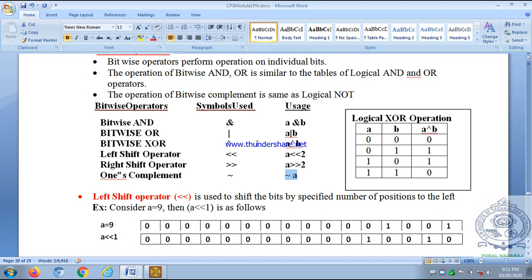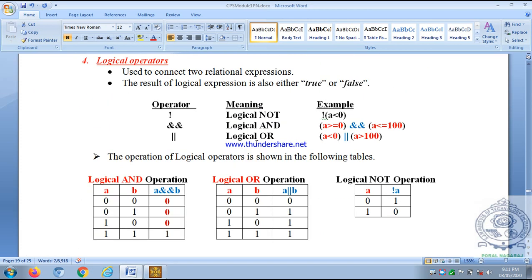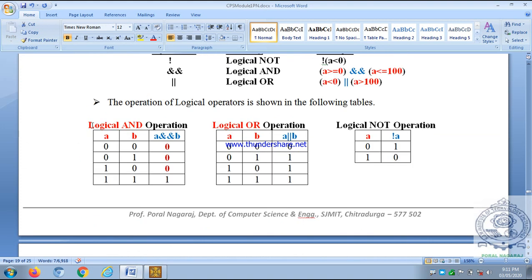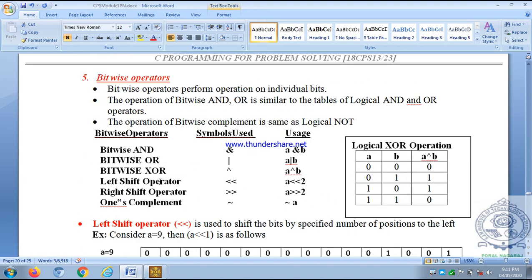We have already discussed that the operation of bitwise AND and bitwise OR is the same as logical AND and logical OR. So the same truth tables are used for bitwise AND and bitwise OR. Whereas for bitwise exclusive OR, XOR, we shall discuss now. Suppose A and B are the inputs, it is also a binary operator, and A caret B is the output.